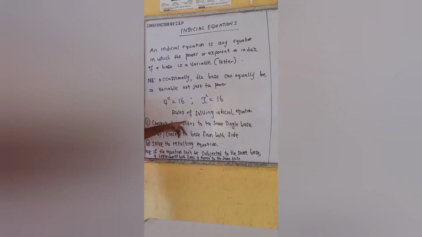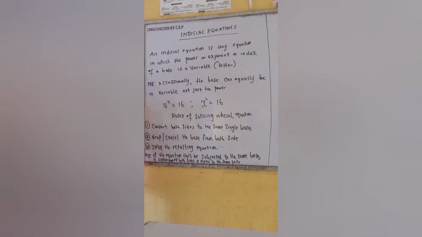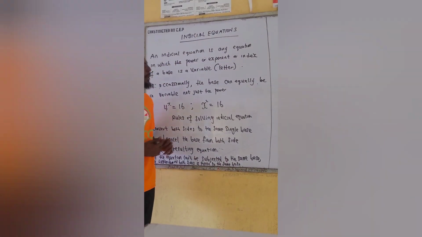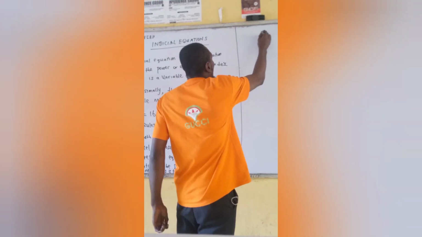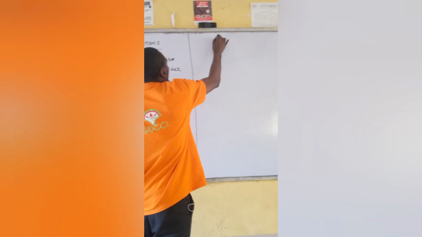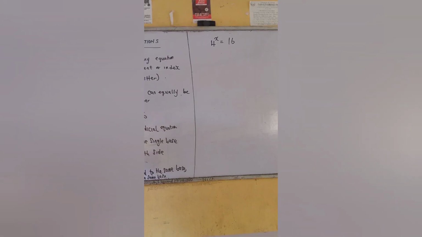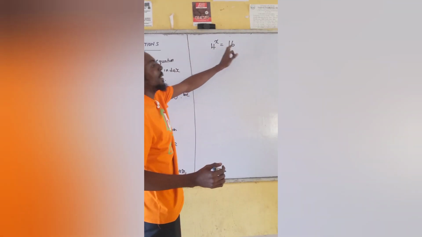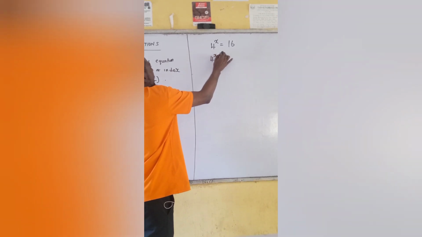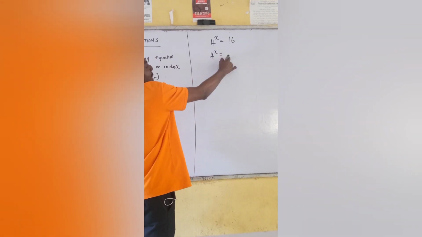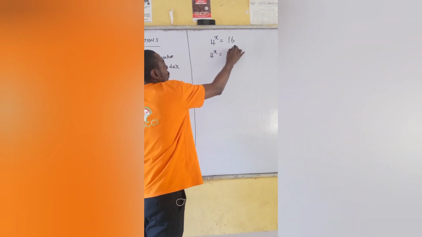Then these are the basic rules of solving initial equations. The first thing you do is to convert both sides to the same single base. So what do I mean by this? Watch out here. If I have 4 raised to the power x equal to 16, I will have to convert both sides to the same base. I will ask myself, 4 raised to the power what will give me 16, such that the base will be the same, which must be 4 raised to the power 2.